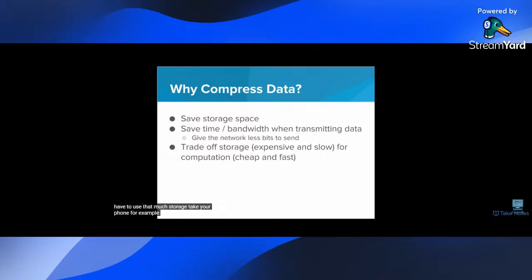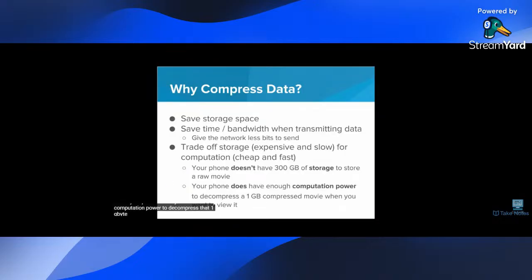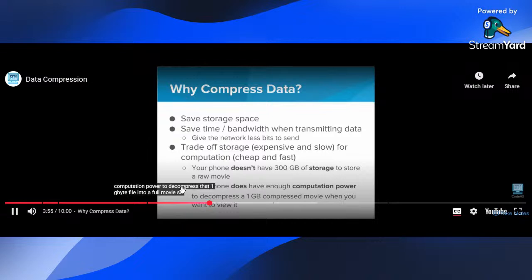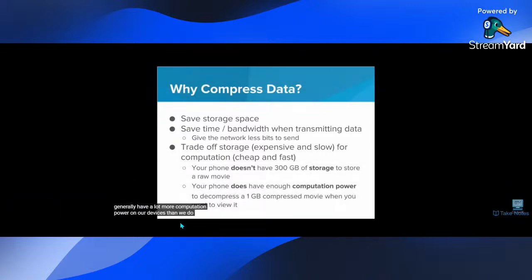Take your phone, for example. Your phone really doesn't have enough storage to carry around a 300 gigabyte raw movie file. But if you want to carry that movie around on your phone, what you can do is compress it down to a 1 gigabyte file. Then when you want to watch the movie, your phone actually does have the computation power to decompress that 1 gigabyte file into a full movie. So we generally have a lot more computation power on our devices than we do storage. So we're trading off storage for computation.